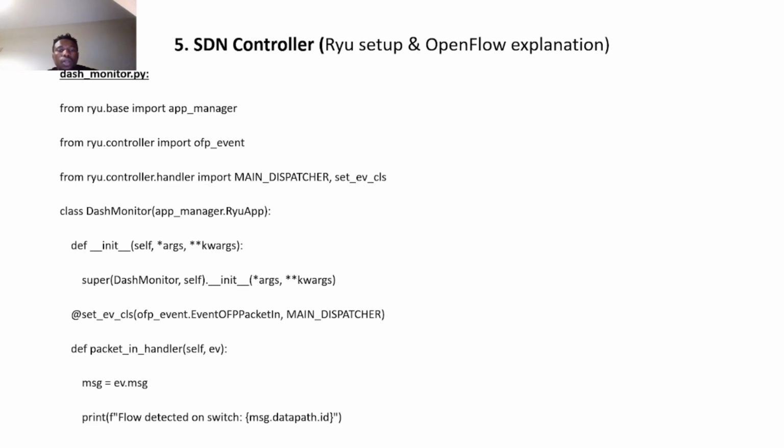So here we taught our controller to recognize video streams, like training a dog to fetch a specific toy, whereby the Python code listens for new packets, checks where they come from, which is the switch they're coming from, and then logs the activities.